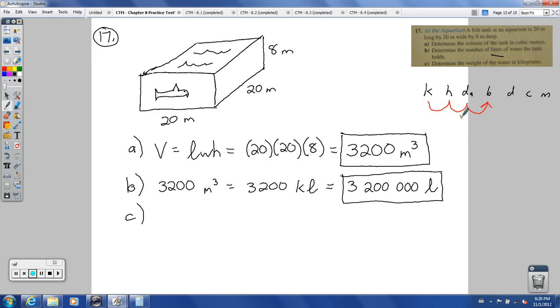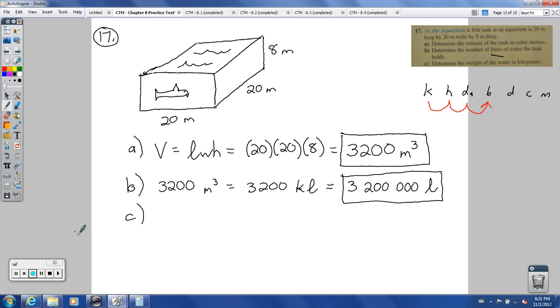And then finally from there, part C. Now the back of the book says how many, the question asks how many liters, but then it has the answer in kiloliters in parentheses. I don't know why they did that. They asked for liters, so why would you put that there like that? I don't know. But determine the weight of the water in kilograms now.